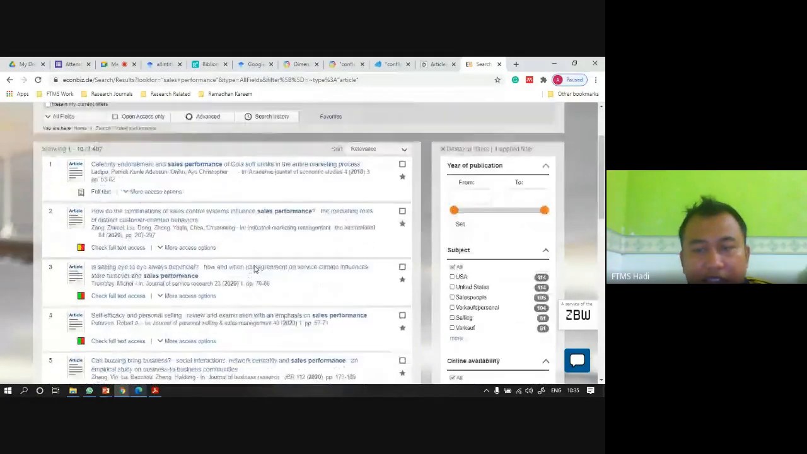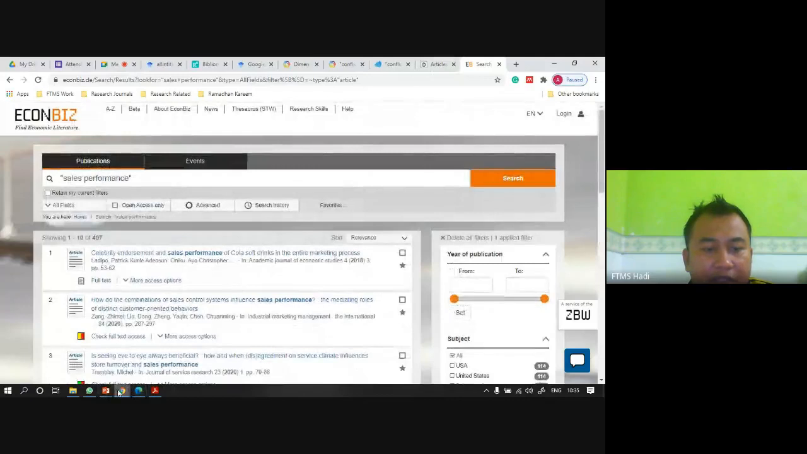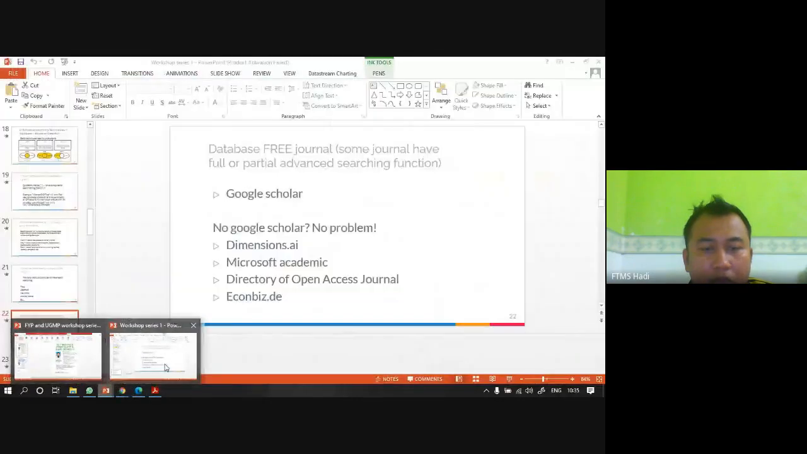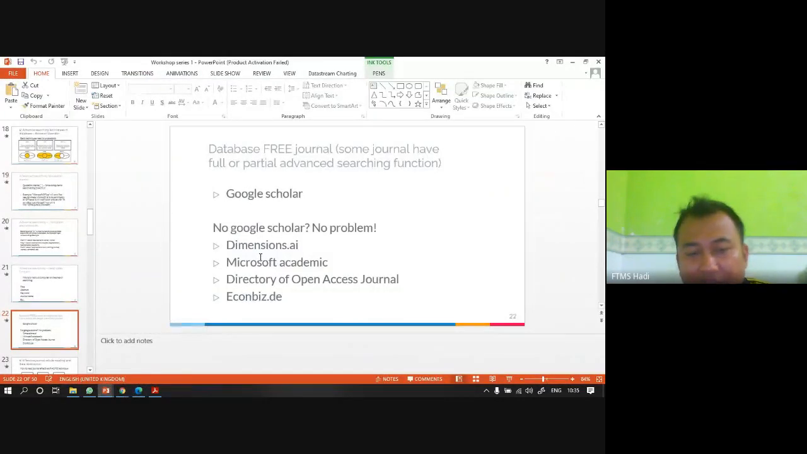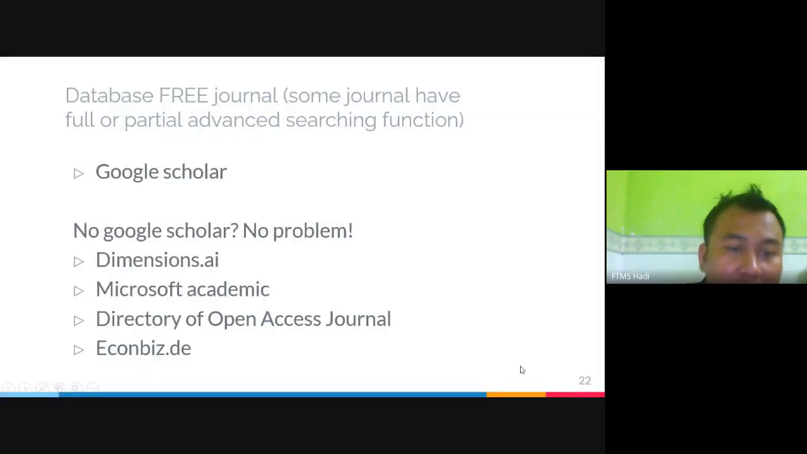Okay, so that is 5 database that I can recommend to you. Sorry, 4 database that I recommend to you besides from Google Scholar. Because some student might ask me, sir, what happens if we didn't get enough from Google Scholar? No problem, you can go for other database. There is a lot of option for you. Free one, yeah. You don't have to pay.